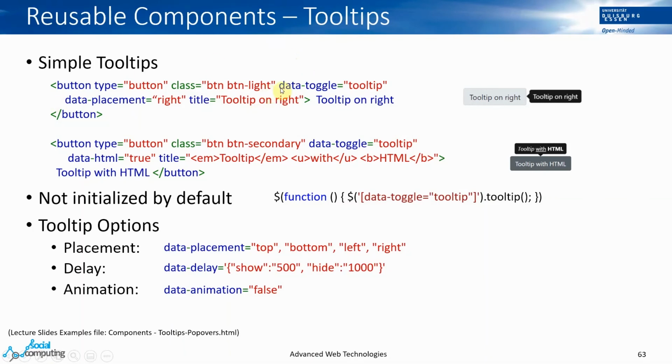All you need to do is define this attribute data-toggle="tooltip", and then you can specify the placement. For example, data-placement can have four options: top, bottom, left, right. And then the title is the text which is used in the tooltip. For example, this is a simple tooltip which is displayed on the right, but you can have an HTML tooltip also available, but you have to add the HTML to the title attribute.